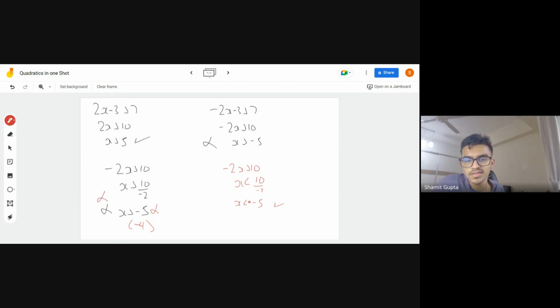Take x lesser than negative 5. Take negative 6, for example. Negative 2 times negative 6 is what? 12. 12 is bigger than 10. So evidence-wise, this is correct. Okay, so be careful. Whenever there's a negative sign, the sign flips.